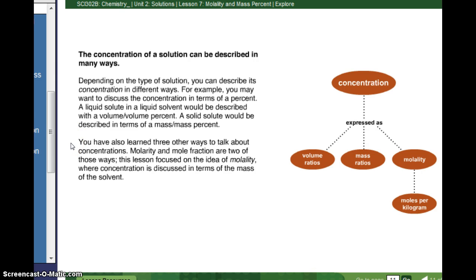You have also learned 3 other ways to talk about concentration. Molarity and mole fraction are 2 of those ways. This lesson focused on the idea of molality, where concentration is discussed in terms of the mass of the solvent. So concentration is expressed as volume ratios, mass ratios, or molality, which again is moles per kilogram.